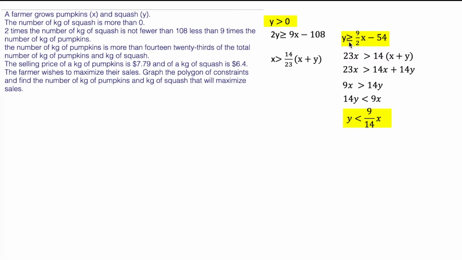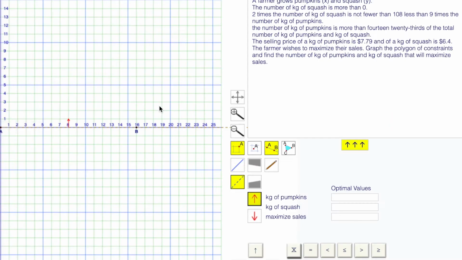Y is greater than or equal to, so solid line, 9/2 x minus 54. There's 2 things we could do. We could figure out an x value that's going to get us close to 0. 9 times 6 is 54. And if x was equal to 12, 12 divided by 2 is 6. There you go. So when x is 12, we get 0. We could do it that way, or we could actually go to our b value of negative 54. Let's do the first way, and we'll do both just to show you. When x was equal to 12, y is equal to 0.